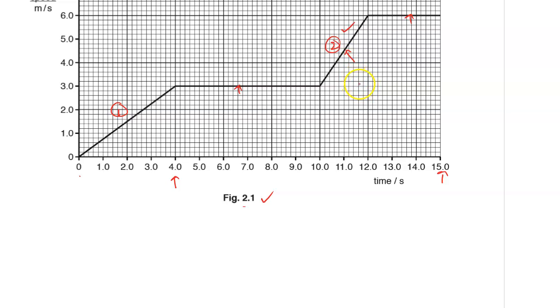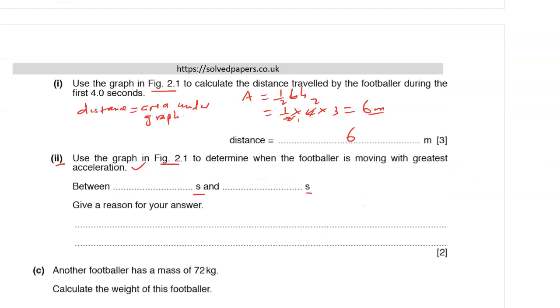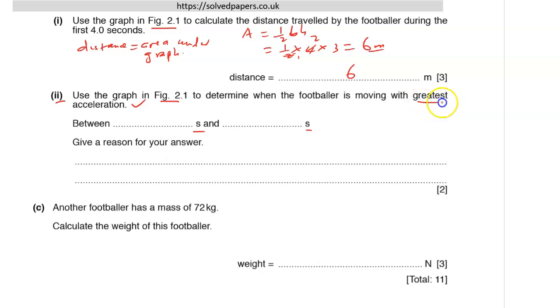You can also say the gradient is greater. Comparing 2 and 1, the gradient of 2 is greater than the gradient of 1. And that is between 10 seconds and 12 seconds. So the acceleration is greatest between 10 seconds and 12 seconds. Give reason: it is where we have the greatest gradient. The gradient is greater here. The slope is more inclined.